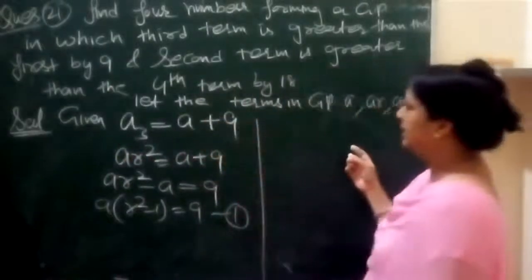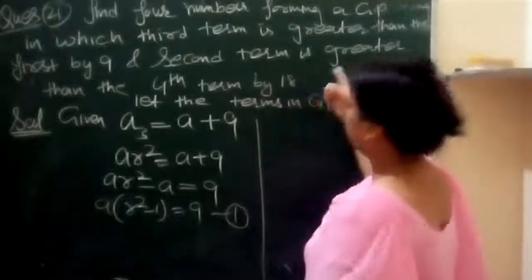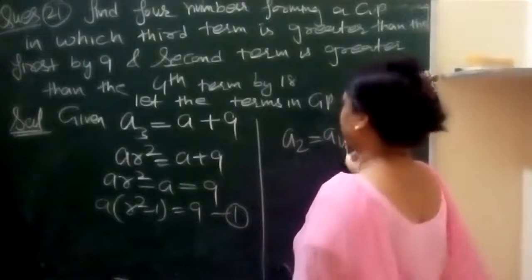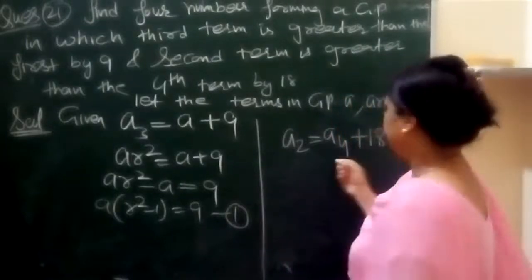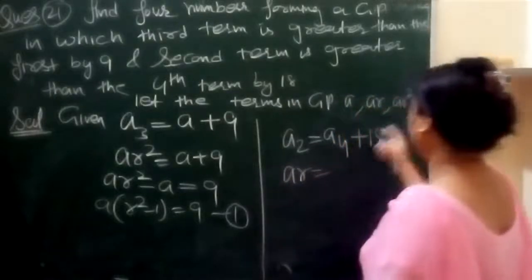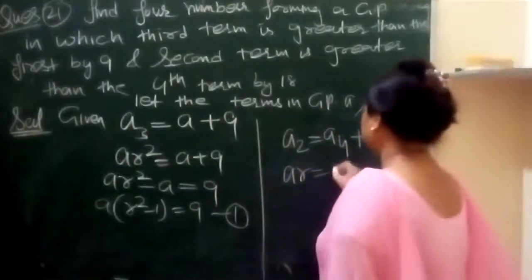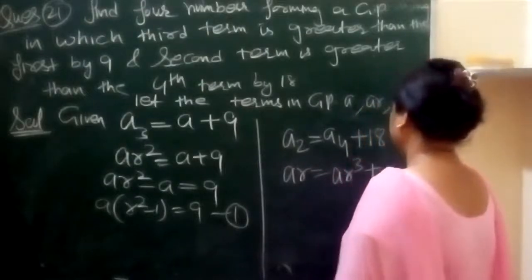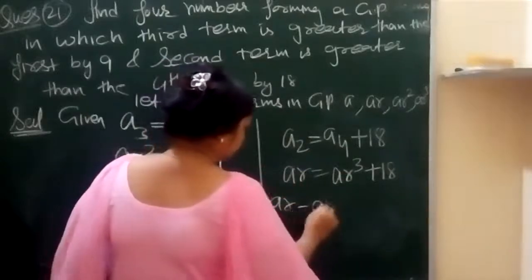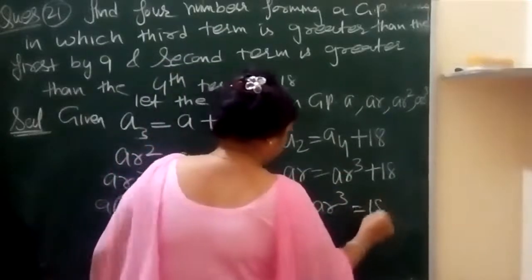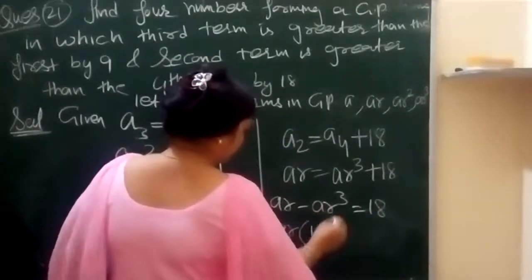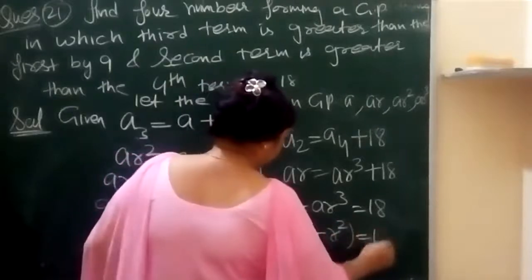After that, what is given? The second term is greater than the fourth term by 18. The second term is AR, and AR is equal to A4 plus 18. What is A4? That is AR cube plus 18. After that we can write AR minus AR cube is equal to 18. Take AR common. So what is coming here? AR into 1 minus R square equal to 18.